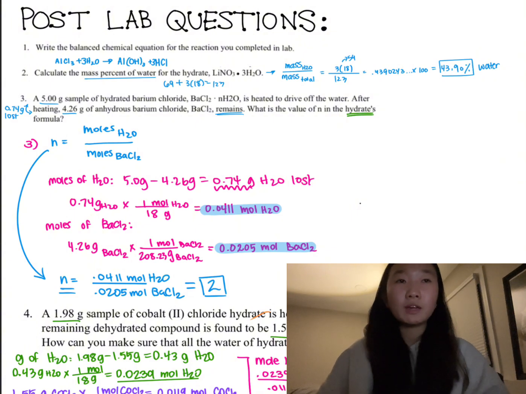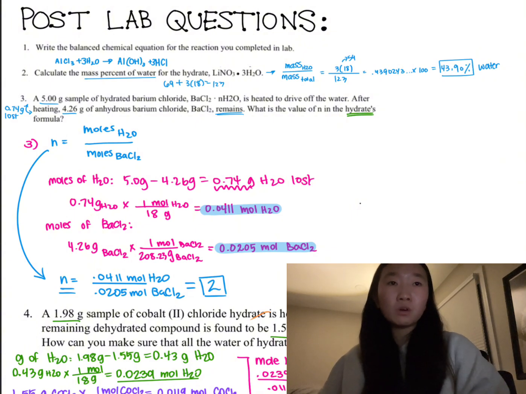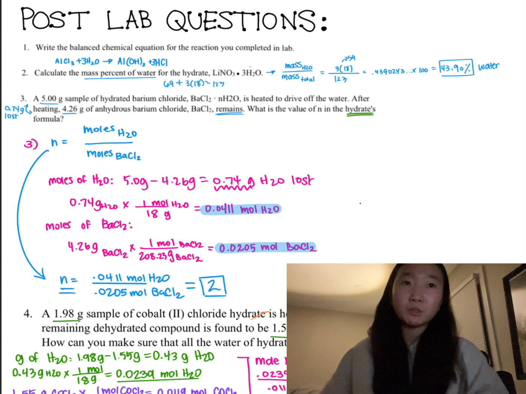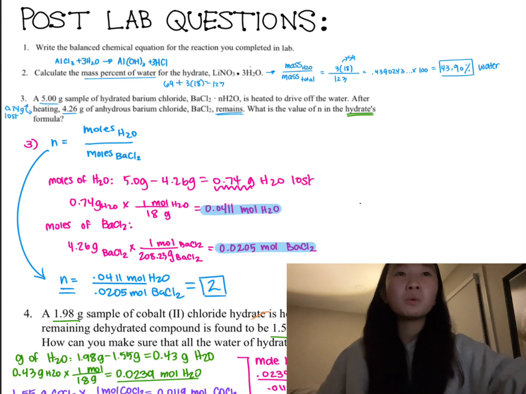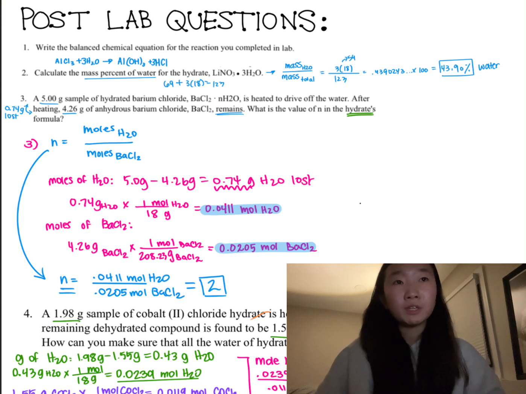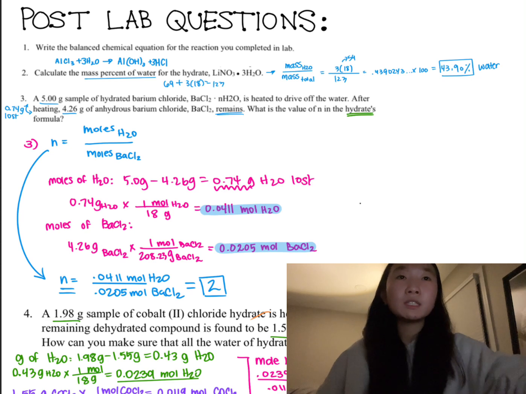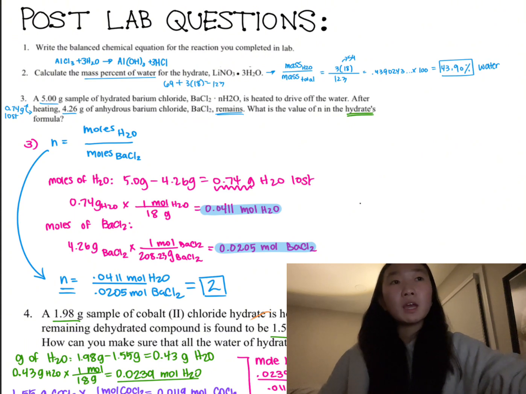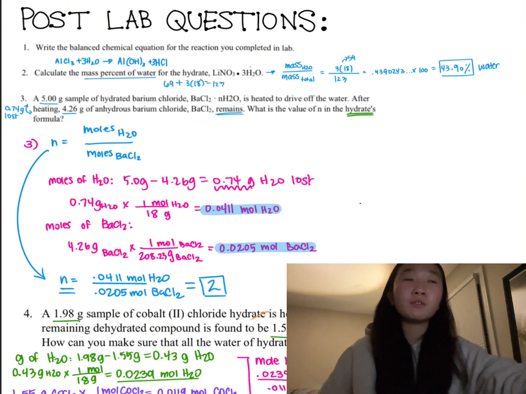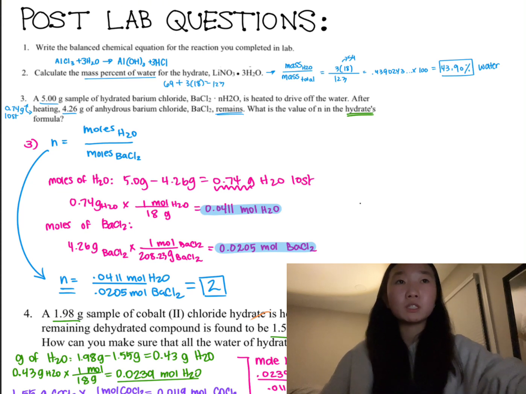As for question number 3, we know that in order to get the value of N, you have to divide the number of moles of H2O over the moles of the BaCl2 in this case. So first, in order to get the moles of H2O, we subtracted the heating product, which was 4.26, from the sample of hydrated barium chloride, which was 5 grams, and got a total of 0.74 grams of H2O, which was lost during this reaction.